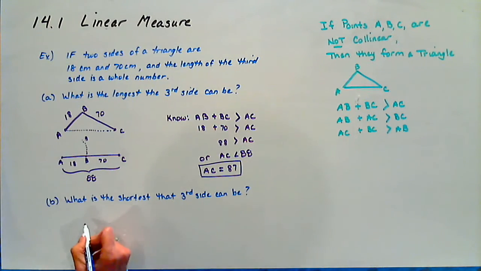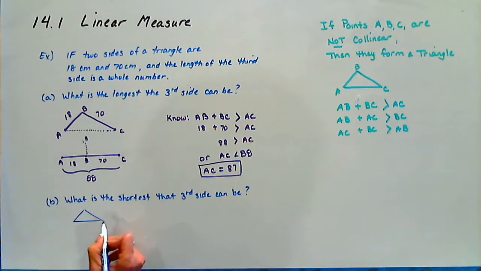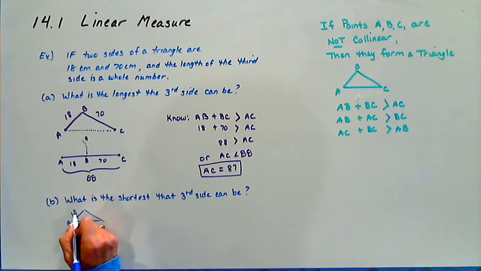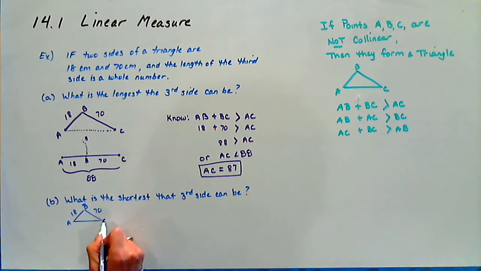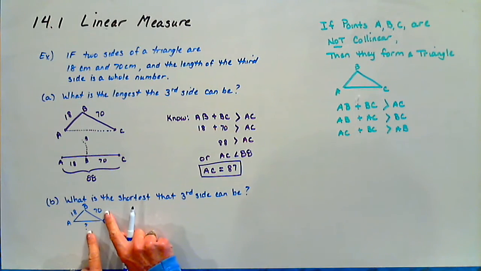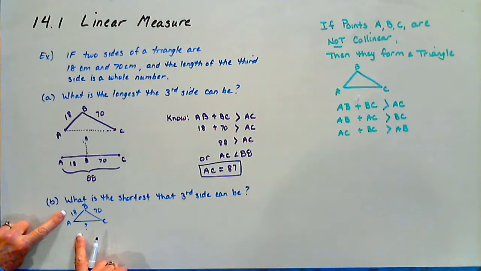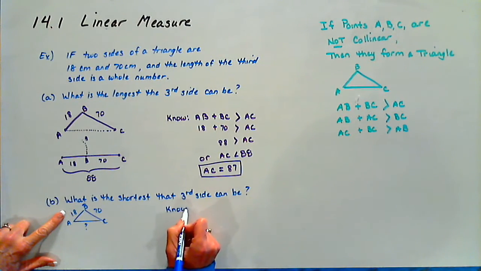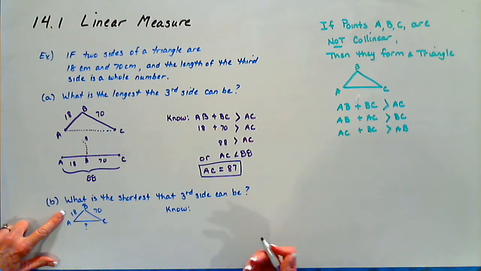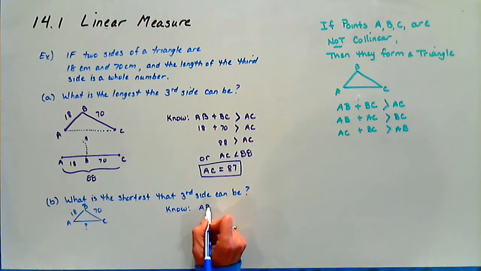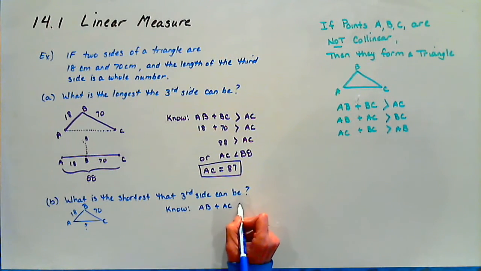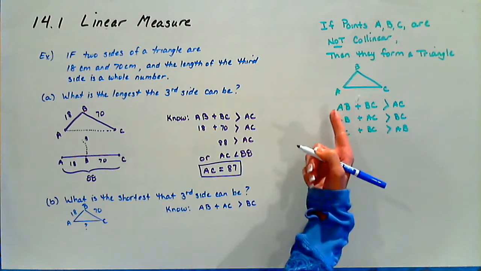In this case, I'm going to do it this way. Here's what I know. From A to B we're calling 18, and from B to C we're calling 70, and we don't know the other side. But I do know that if I add any two sides, it has to be greater than the other one. It does not really make sense to take 70 and add it to 18, because 70 is already greater than 18. So we know that's true. But it does make sense to go the other way. I know that the sum of two sides has to be greater than 70. So I know that AB plus AC has to be greater than BC. It's one of our three versions.